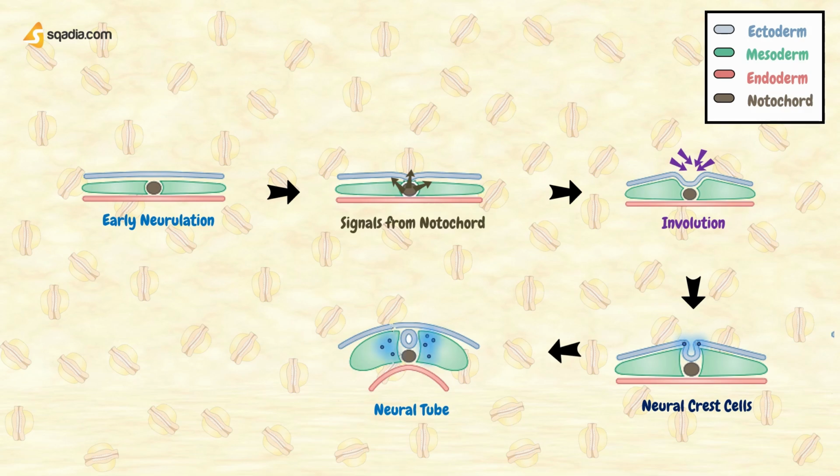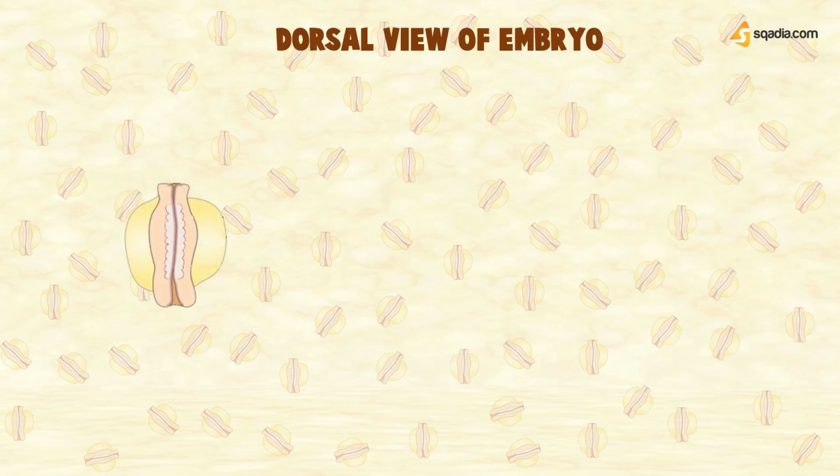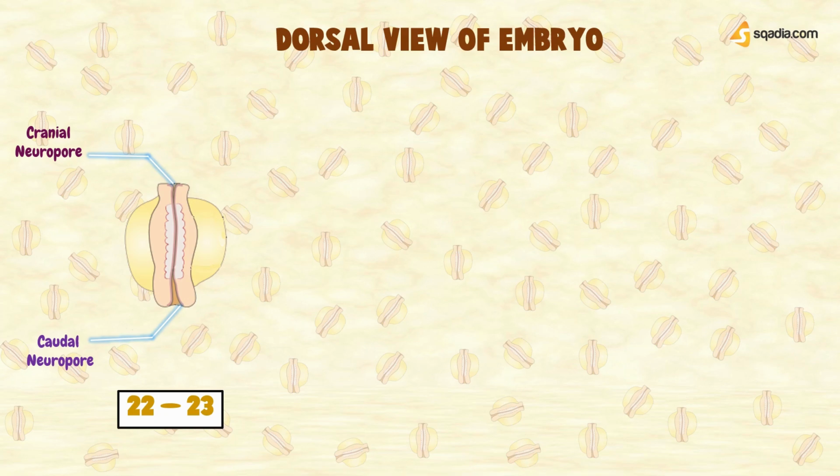Now, let's have the dorsal view of the embryo. This is the dorsal view of the embryo around day 22 to 23. Now, this is the cranial neuropore. This is the caudal neuropore. This is the yolk sac. This is the somite. Do you know what a somite is? Well, somites give rise to the cells that form the vertebrae and ribs, the dermis of the dorsal skin, the skeletal muscles of the back, and the skeletal muscles of the body wall and limbs.